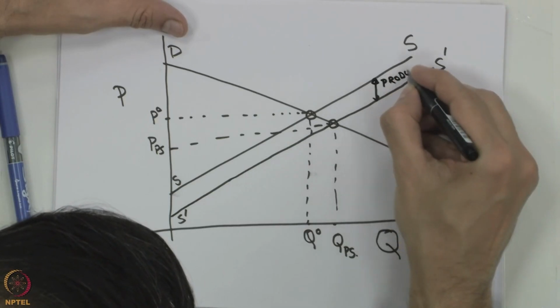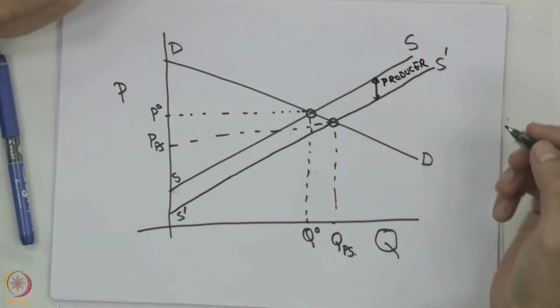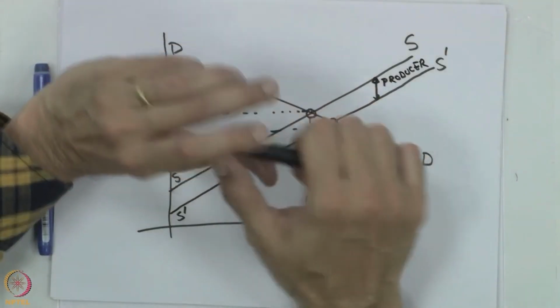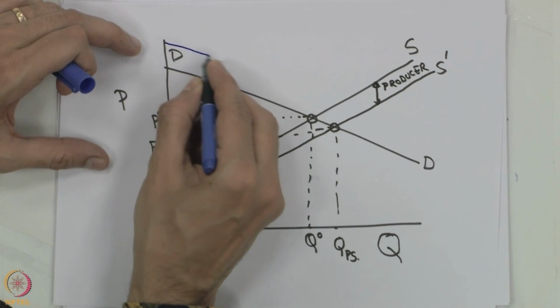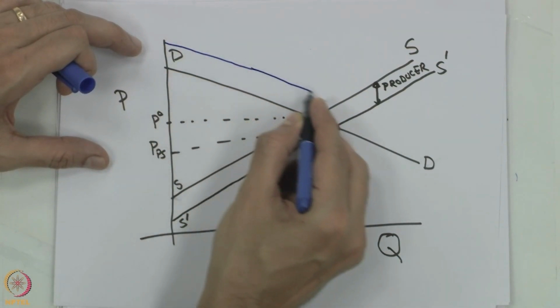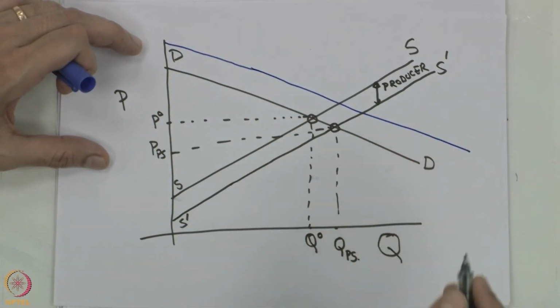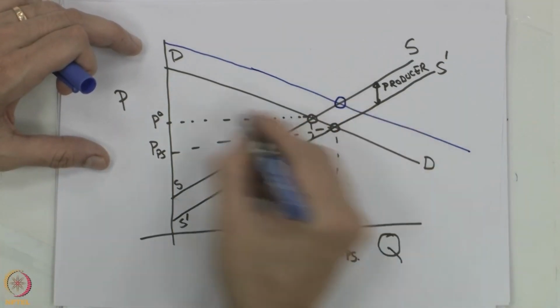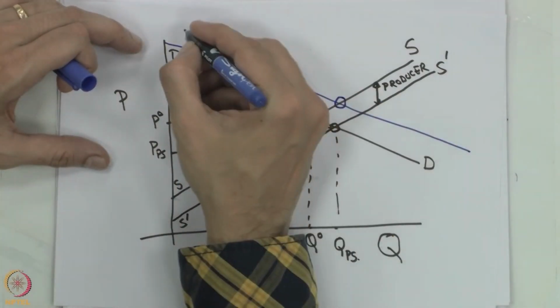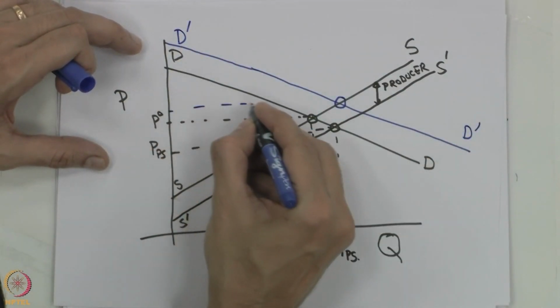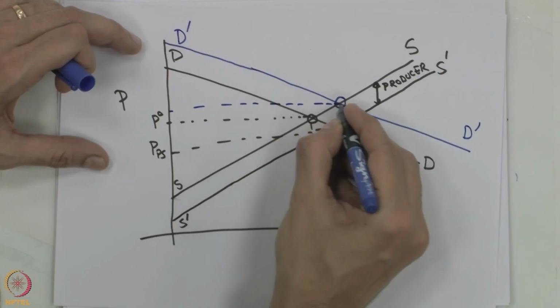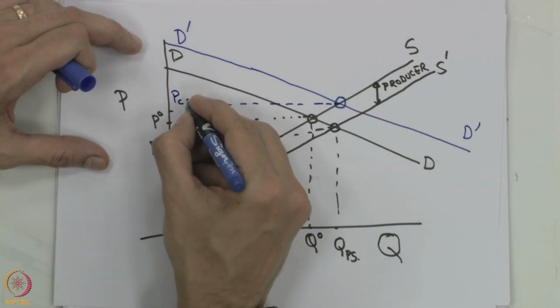And often instead of that, we could give this subsidy to the consumer. If we look at a consumer subsidy, which means that the consumer is given a certain amount, then in the original case this now becomes D dash, and this becomes P consumer subsidy.